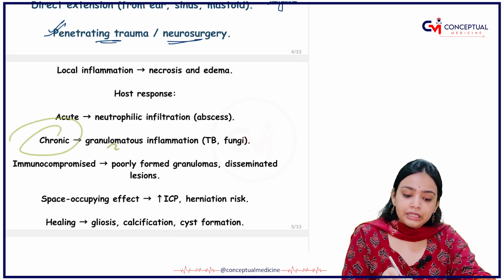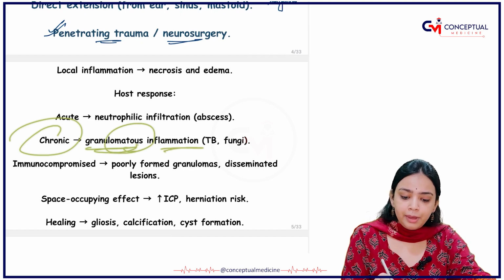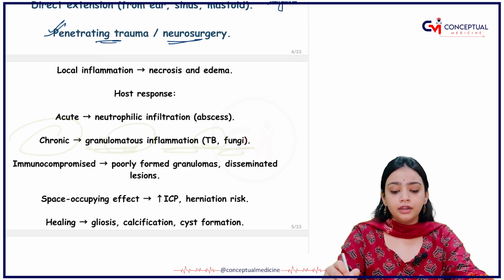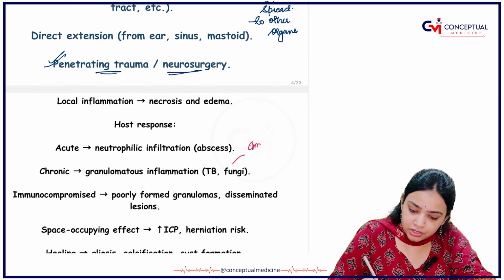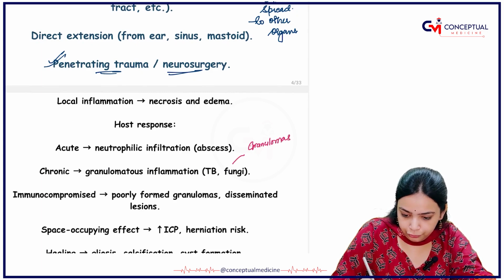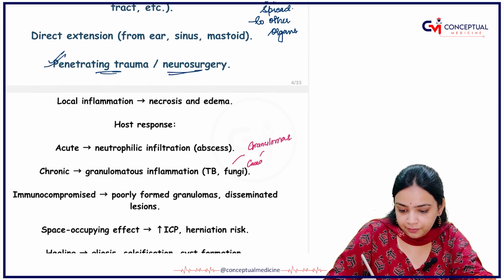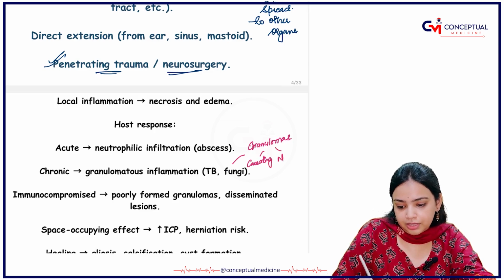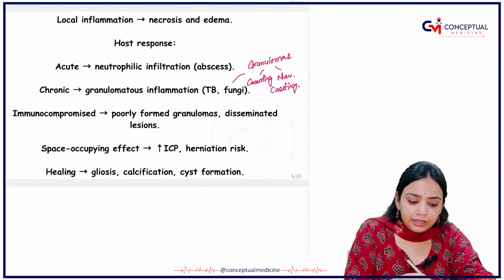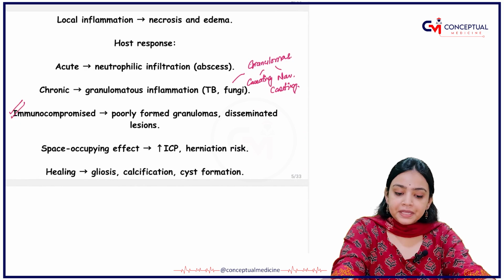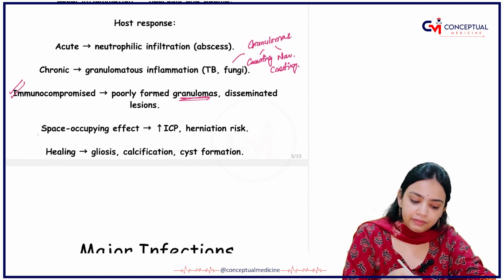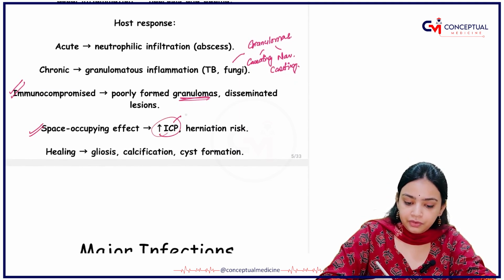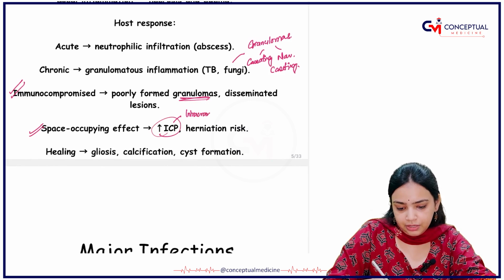Then you have the chronic. In the chronic one, you will have chronic granulomatous inflammation, that is seen in tuberculosis and fungi. And you know guys what? Granulomas are of two types. Either they are caseating or non-caseating. That we will study further. In the immunocompromised patient, the granulomas are poorly formed. There will be a space occupying effect, like increased intracranial pressure.